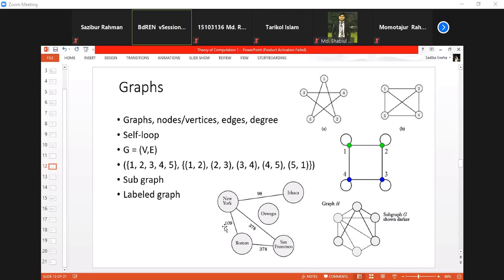A labeled graph has a role in spanning tree. With these values here, we will be able to find out how much time or what is the distance between Boston and this city. I don't know how to pronounce this. We will be able to find what is the most efficient roadway, or the smallest distance between these two cities. Okay, we can find that out. So that is the use of this graph.